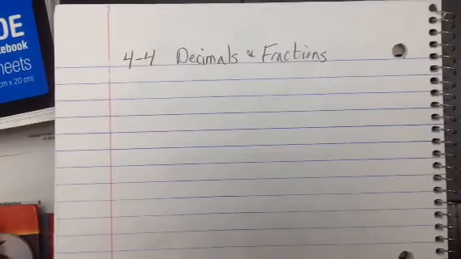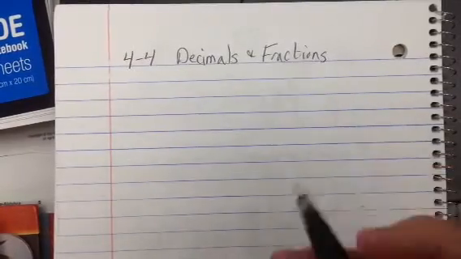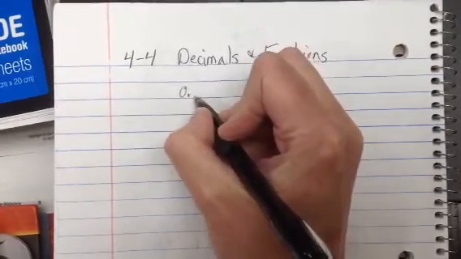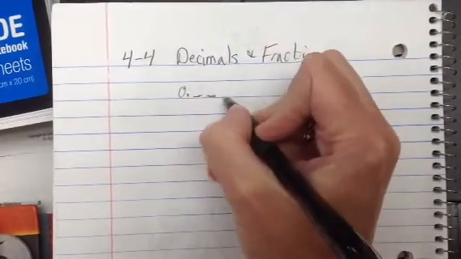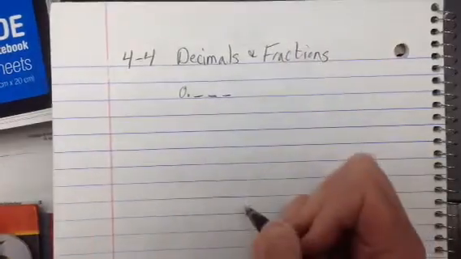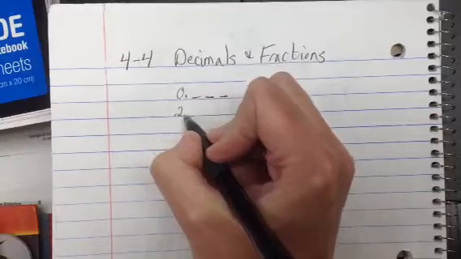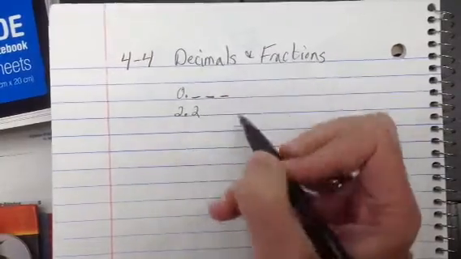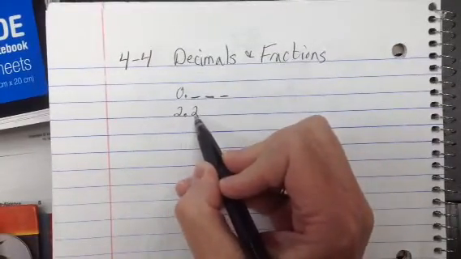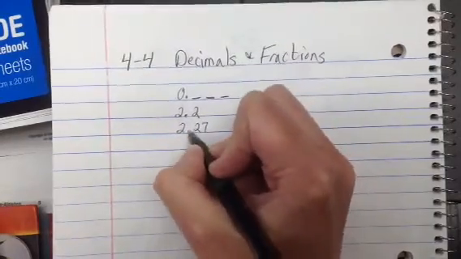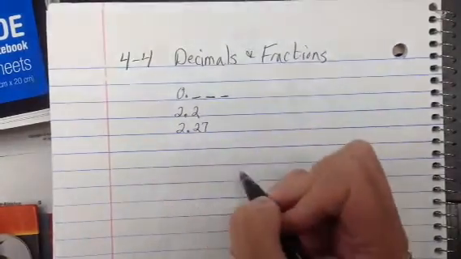Let's talk about decimals and fractions. So, what you know about decimals is that I could have a tenths place, and a hundredths place, and a thousandths place, right? I could also have a whole number. So if I had this number, 2.2, that would be 2 and 2/10. If I had 2.27, that's 2 and 27/100.